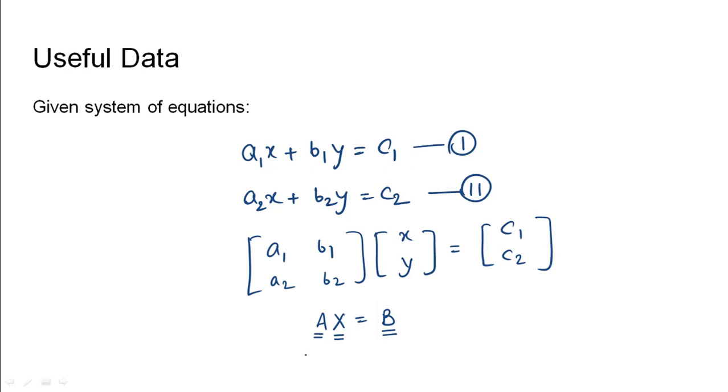So if we need to find the characteristic equation for this system of equations, we find A minus lambda I and equate its determinant to 0. The resulting solution will give us the characteristic equation for the system of equations.